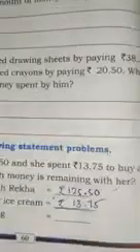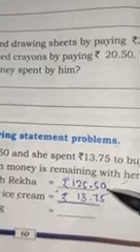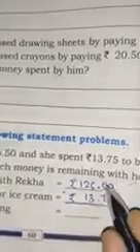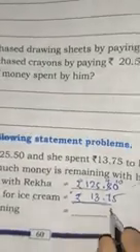So 0 minus 5. Can we subtract 5 from 0? No. What do we have to do? Yes, we have to borrow 1 from the next place. So this will become 4 and this will become 10. So 10 minus 5 is 5.